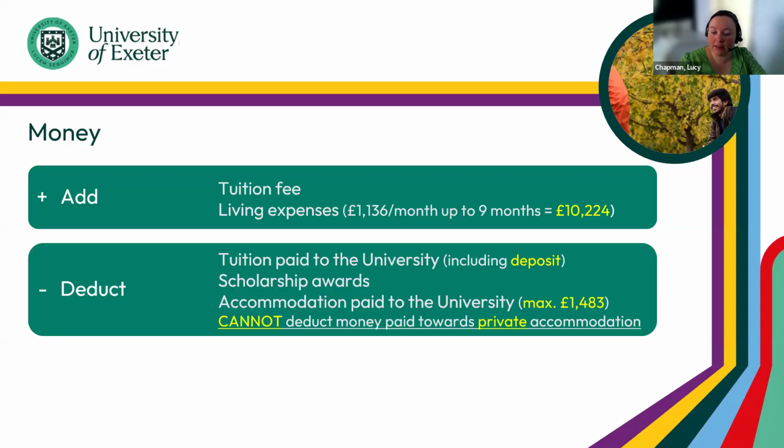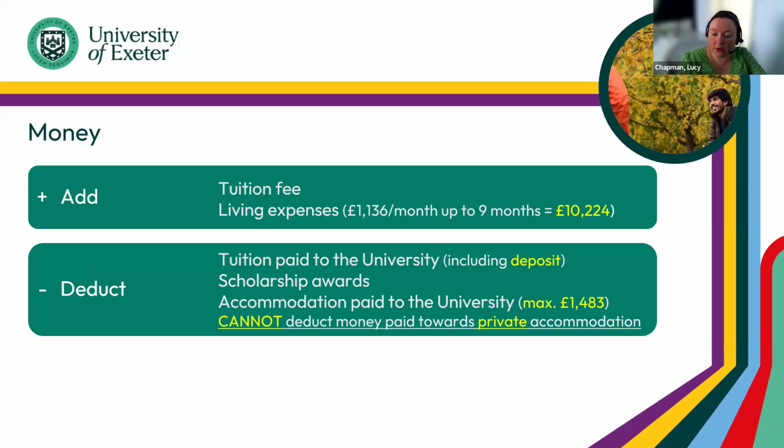Then you can deduct or take away any money you have already paid towards tuition fees. For example, if you are a master's student, you will have paid a deposit. You can also deduct any scholarship awards that you have received from the university. And finally, you can deduct up to £1,483 for any accommodation fees you have paid to the university. All 3 of these deductions should be listed in your CAS statement if you have paid them.